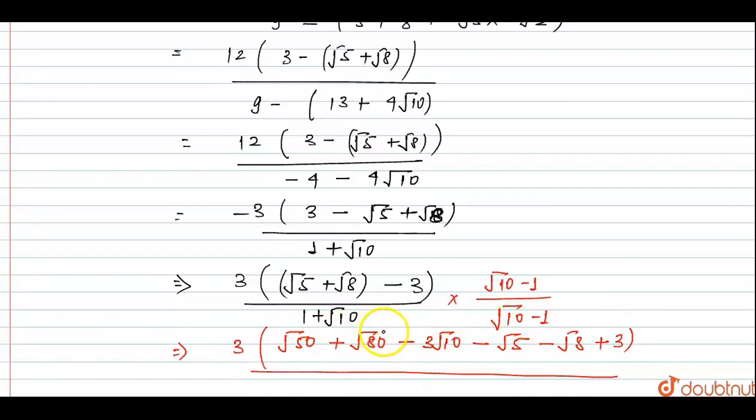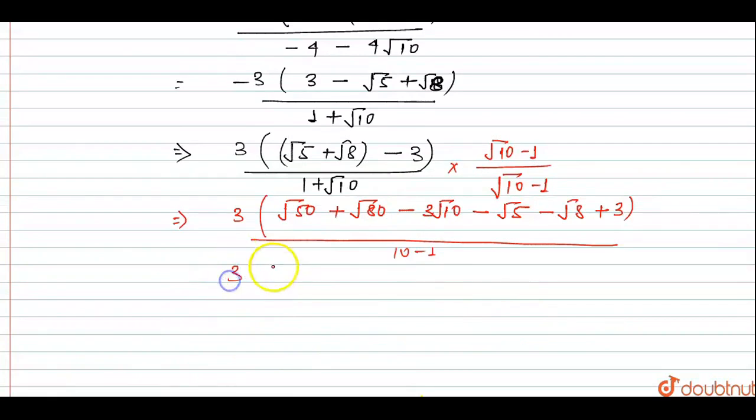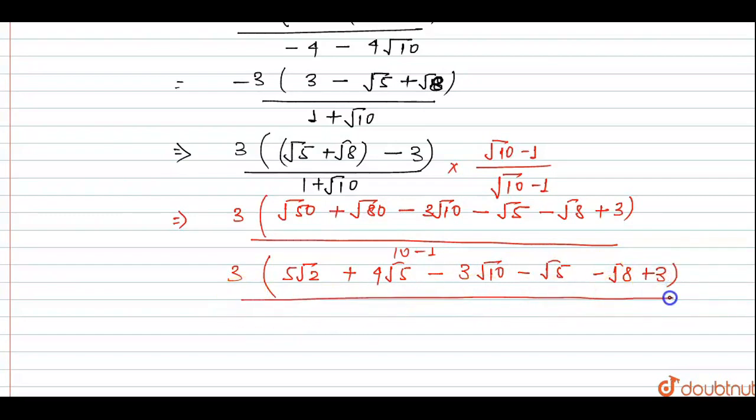3 into √5 into √10 is root 50, plus root 10 into root 8 is root 80, minus 3 root 10, minus root 5 minus root 8 plus 3, upon (a plus b)(a minus b), and this is equal to a square minus b square, and this is equal to 10 minus 1, and this is equal to 9. Root 50 can be written as 5 root 2, plus root 80 can be written as 4 root 5, minus 3 root 10.